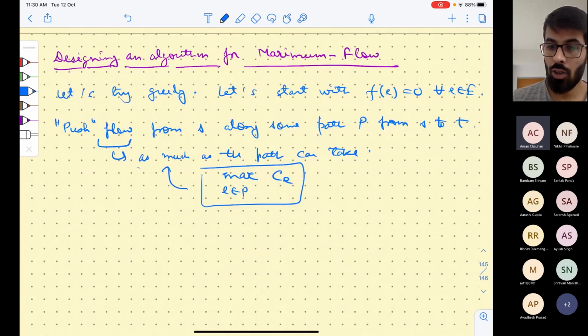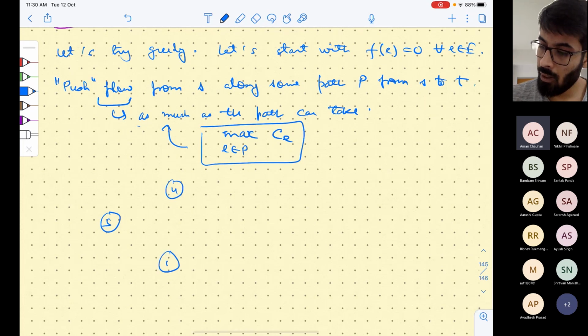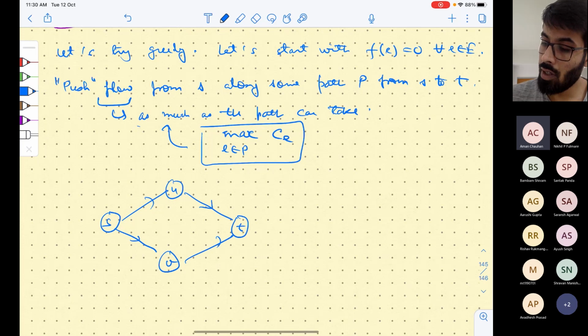Good. So let's now take an example and see how this algorithm works or how it fails. Suppose you have a very small network, you have S, you have U, you have V, and you have T. You have this edge, this edge, this edge, this edge, and the capacities are like 20.